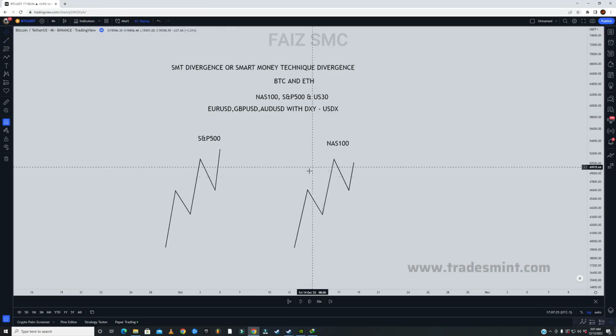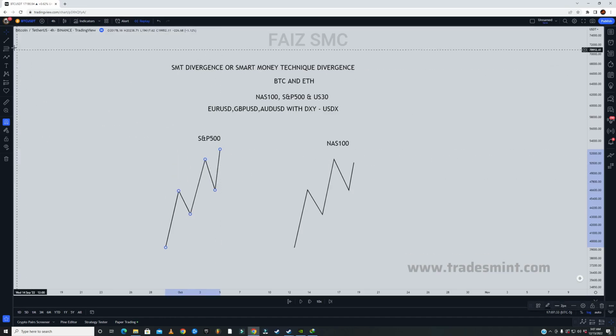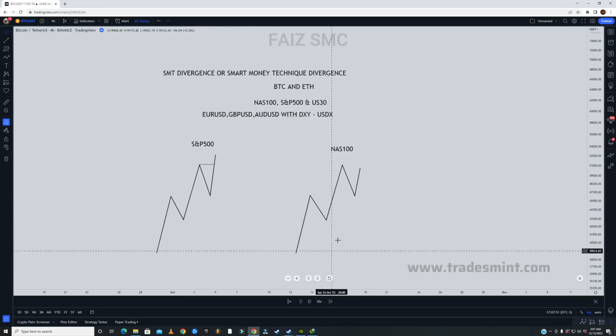So what does this tell us? This right here, for me personally, is a liquidity sweep. Why? Because on NAS 100, price couldn't make a higher high. What does that tell me? It tells me that the order flow has shifted into a bearish trend, and this right here is a liquidity sweep, because NAS 100 could not make another higher high, but S&P 500 did create a higher high. This tells me there was a liquidity sweep.